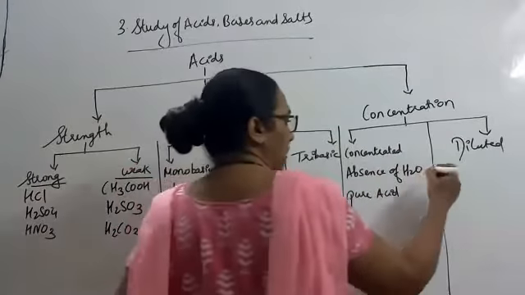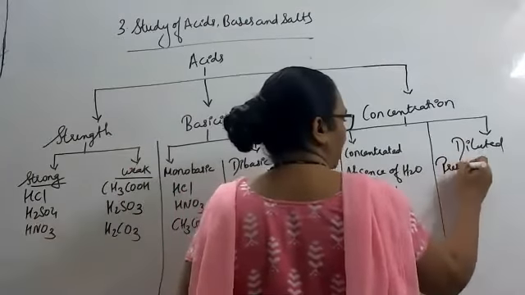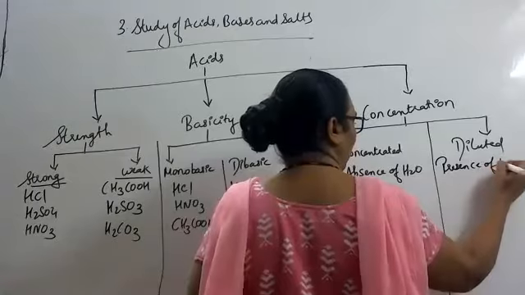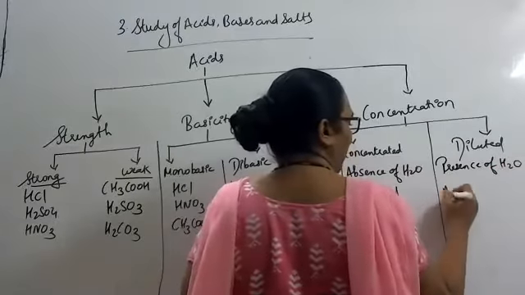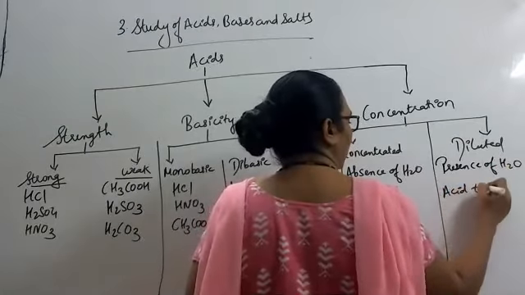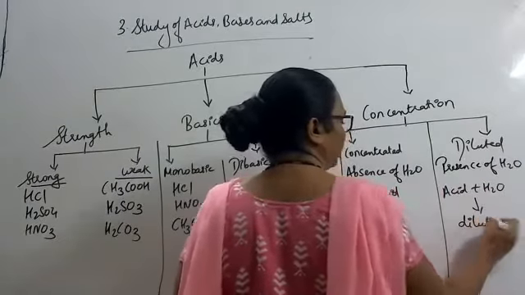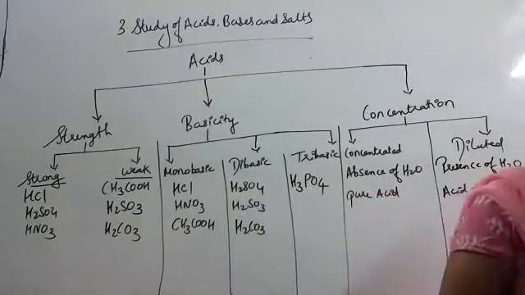So dilute acid means when we add water to the concentrated acid. So here there is presence of water. It is acid plus water, which makes it dilute. Understood all of you?